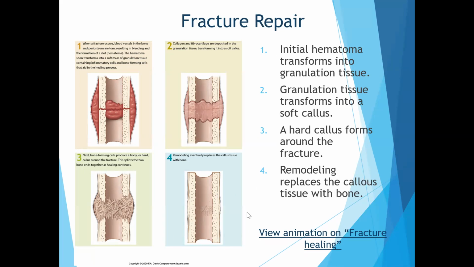So, a quick summary, we'll go back through this again. When the fracture happens, blood vessels break. That forms your clot and hematoma, and that starts our inflammatory response, brings everything we need to start healing there. That hematoma transitions into granulation tissue that has collagen and fibrocartilage that becomes a soft callus. The bone cells start producing a bony callus or a hard callus around it. That heals the two ends of the bone together. And then over time, we remodel to build up what we need to, take away what we don't need, and we have our bone again.